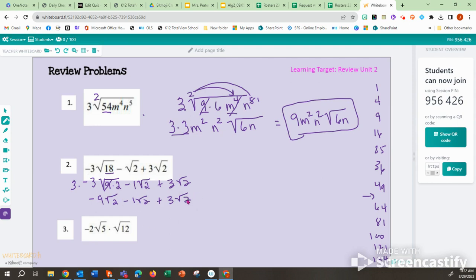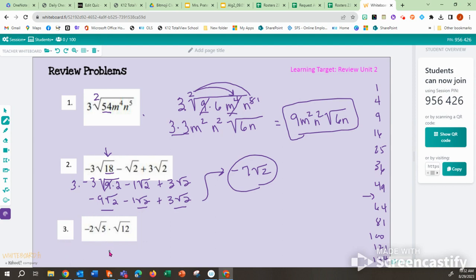And I'm not always going to have 3 like terms. That just happens in this problem that these are all square roots of 2. So I can combine them. And a negative 9 and a negative 1 is a negative 10. And then a negative 10 and a positive 3 is a negative 7. And then I bring over my like term. So in this example, I did have to simplify the square root of 18 before I started to combine like terms.